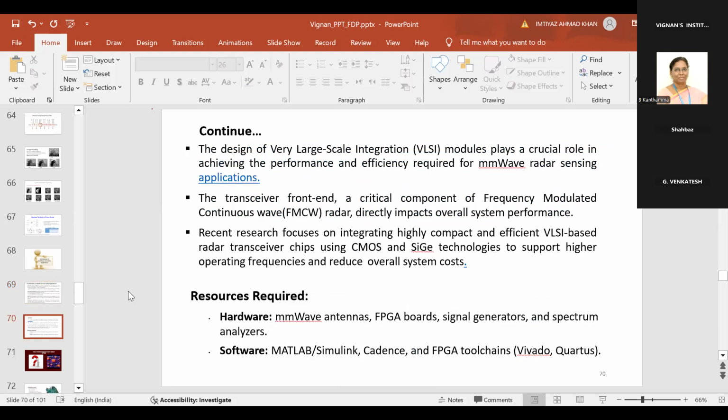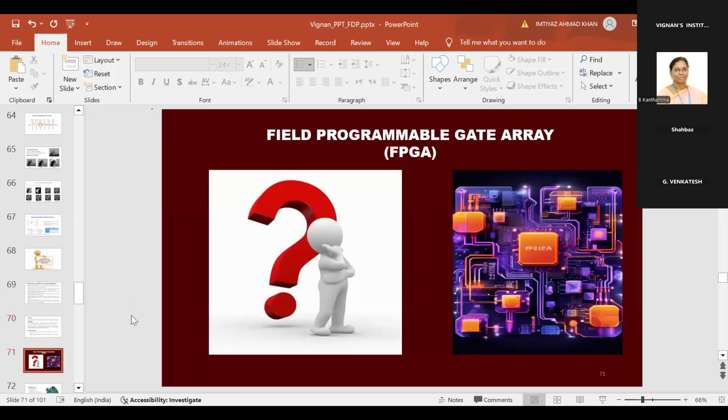Also, the main thing is the hardware and software required. You have used millimeter wave antennas, FPGA board, signal generators, and a spectrum analyzer for hardware, and for software MATLAB Simulink, Cadence, FPGA toolchain, Vivado. All these things are used for this type of work.